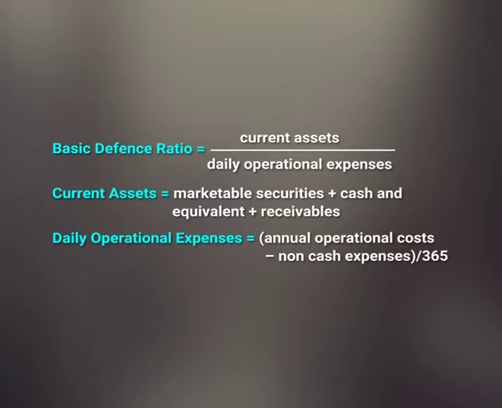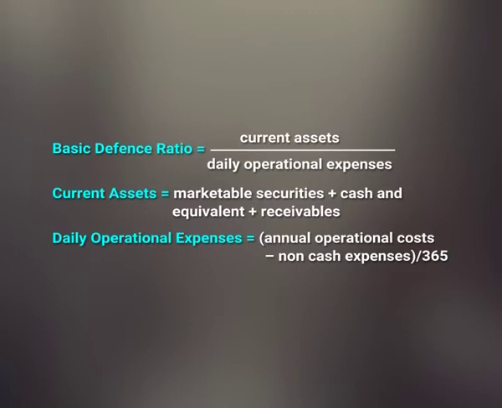Defense ratio is a ratio which measures the number of days a company can run on its cash expenses without any outside financial aid. It is also called defensive interval period and basic defense interval. In other words, it shows the ability of a firm to survive organically, that is, without external help. A high defense ratio is considered to be a good sign as it represents sound financial health of a company. Now, the formula for calculating basic defense ratio is equal to current assets divided by daily operational expenses.